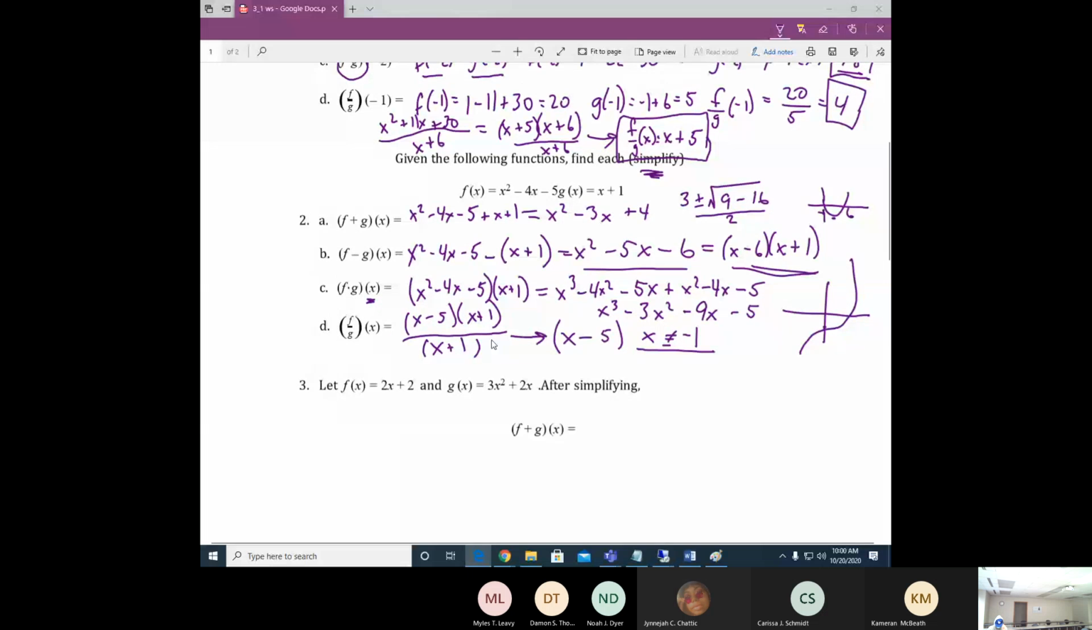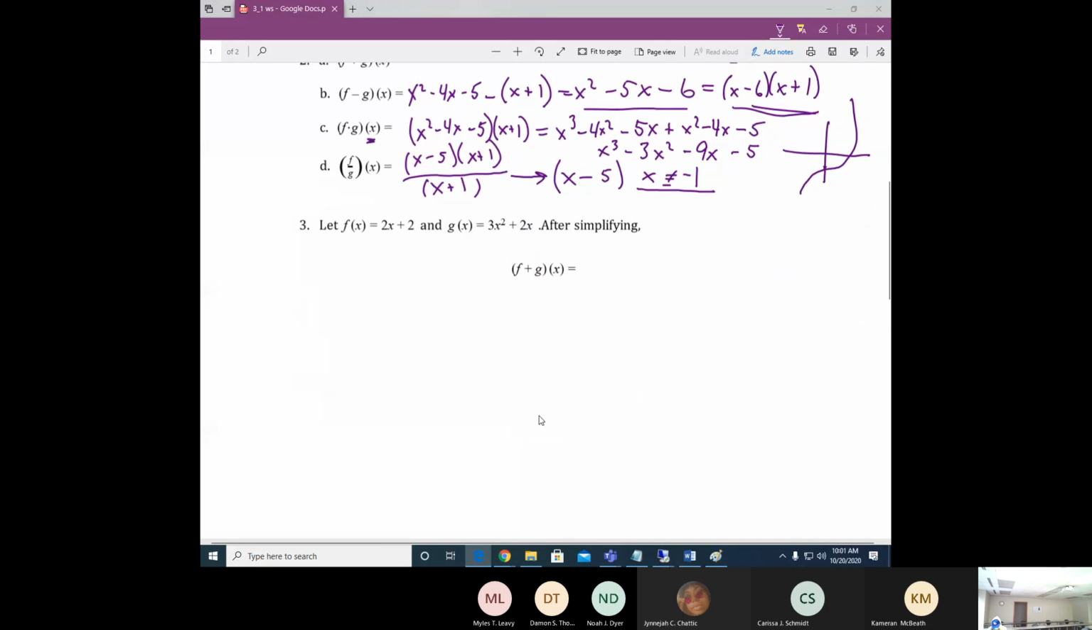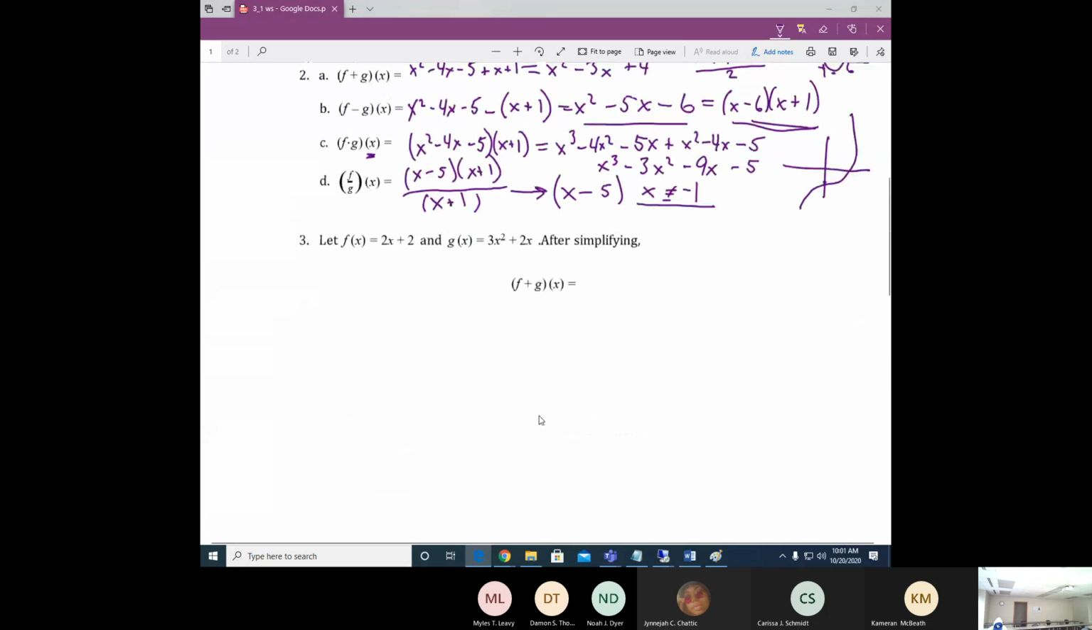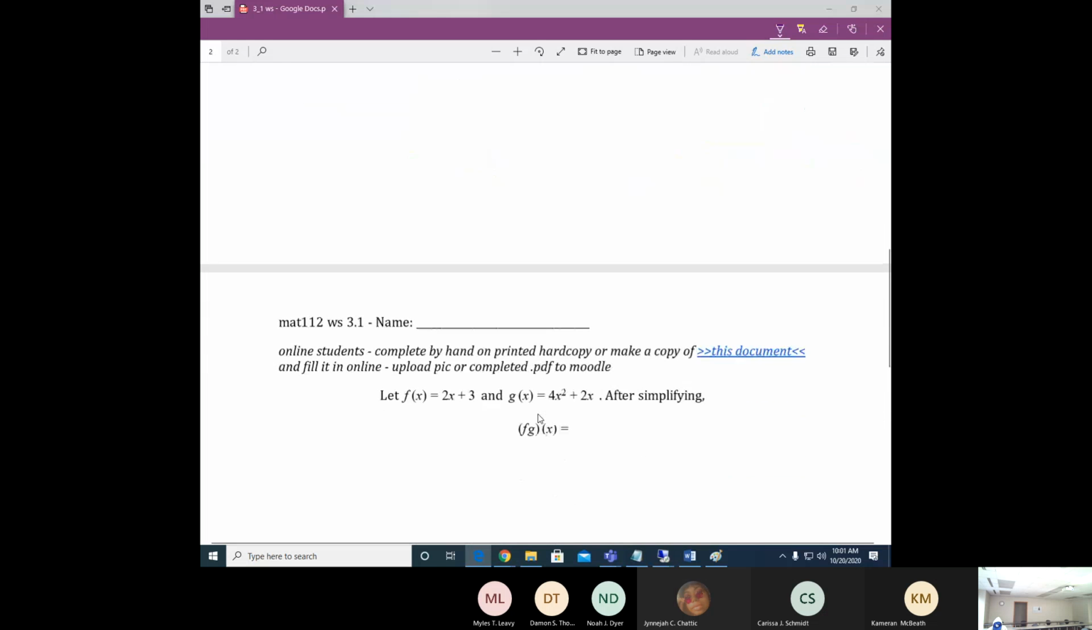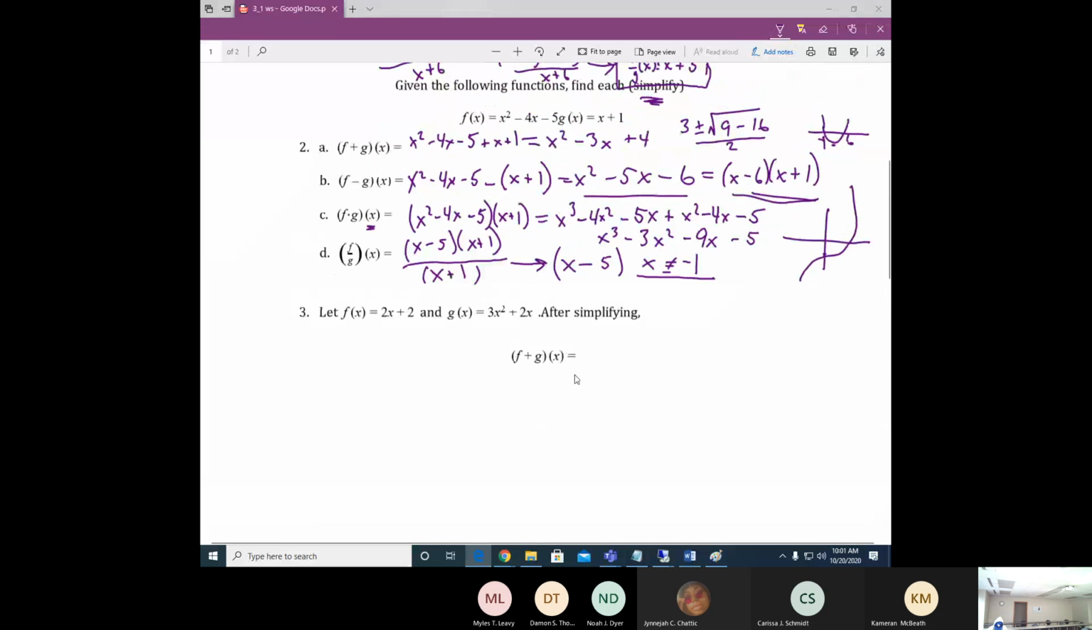So without composition, the problem is generally a little easier. Again, we're just doing combinations. This time, only f plus g of x. And after simplifying, what do we get for f plus g of x? Well, they've given us a pretty easy one. Since we have room, let's go ahead and do the adding of them together, and I'll put them together.